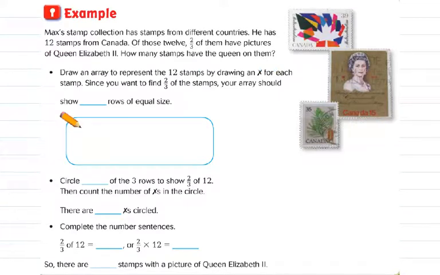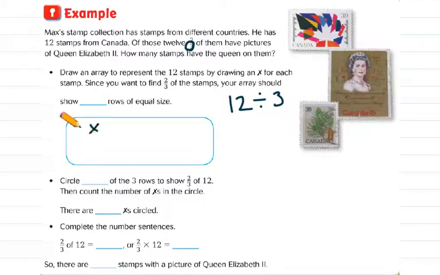So what it says, boys and girls, is we're going to draw an array to represent 12 stamps by drawing an X for each stamp. Since you want to find 2/3 of the stamps, your array should show 3 rows of equal size. If you think about it, there's 12 stamps in this fraction. How many parts do you need for a whole? 3. So 12 divided by 3 could possibly help you out. So we're going to do 3 equal rows.